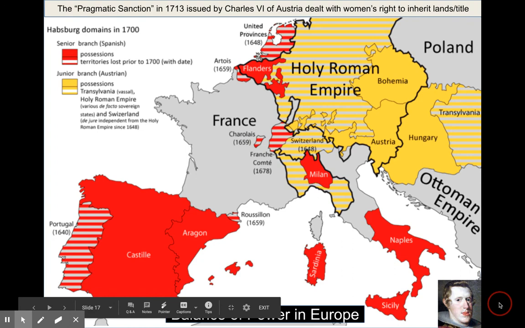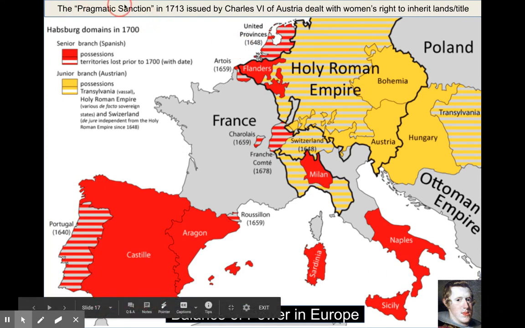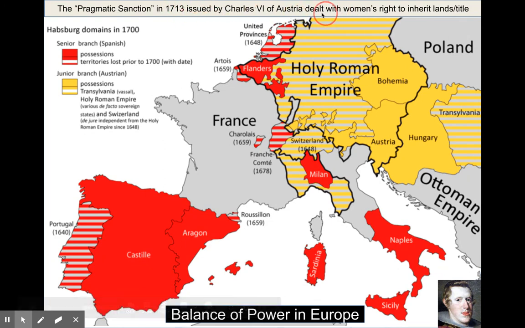They have this exaggerated jawline, and some of them were pretty inept rulers. Because the Habsburgs were so powerful, we have to be reminded of that concept of a balance of power. Again, I put up here at the top the Pragmatic Sanction in the early 1700s was to try to deal with women's right to inherit land and title because they didn't want to give land and title to another family. They wanted to keep it within their own family.